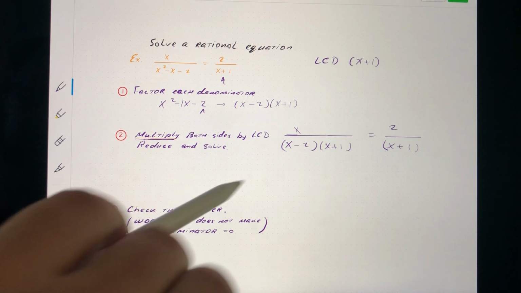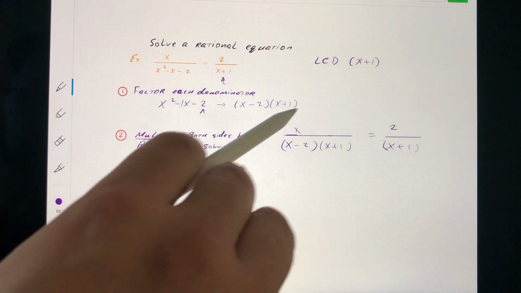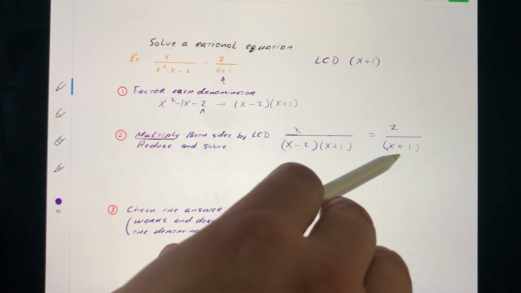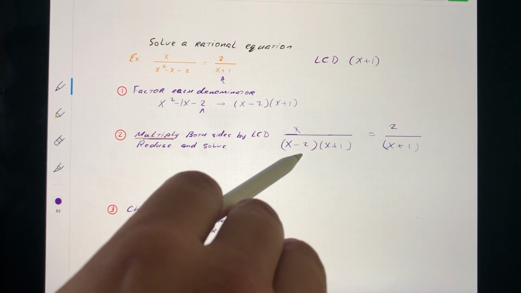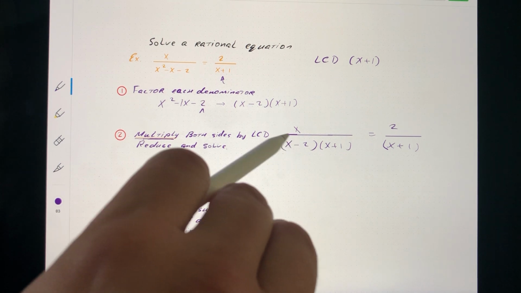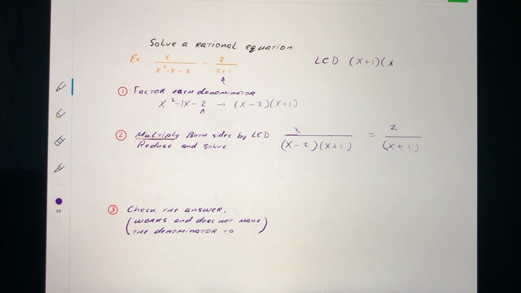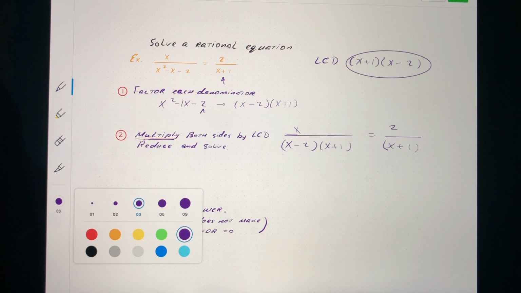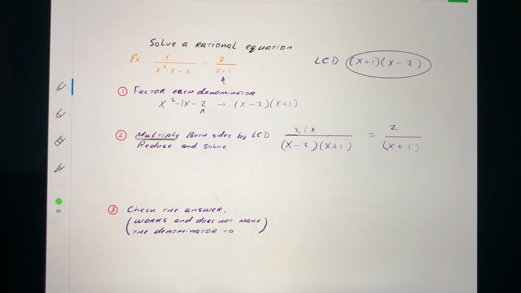Then there is a factor of x minus 2. It happens once on the left and does not happen on the right. The most it shows up is once, so we take it once. So we have x minus 2. This is our LCD, (x plus 1)(x minus 2). Now we multiply each expression by our LCD, so we multiply each top by (x plus 1)(x minus 2).